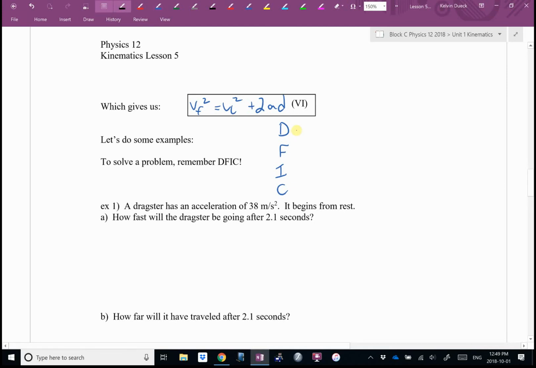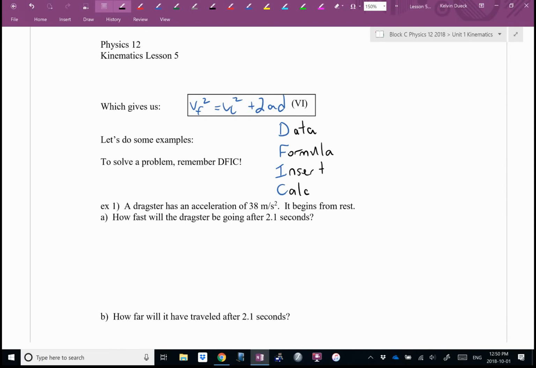It stands for list your data, find a formula, insert the numbers, and calculate or crunch the answer. Sam, that's not the end-all, be-all, one-size-fits-all problem-solving solution. What I'm really trying to do is to give students something to hang their hat on as a start. The only time I really get annoyed at a student is if they leave a question totally blank, because it means they didn't even bother listing the data. And then I kind of go, I don't know if you made a serious effort.